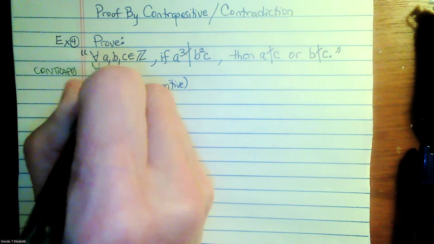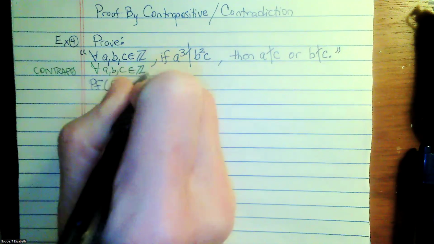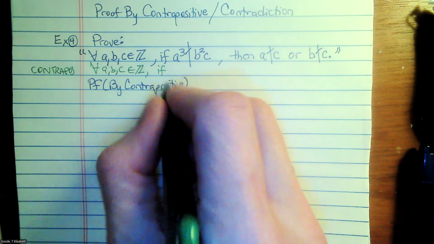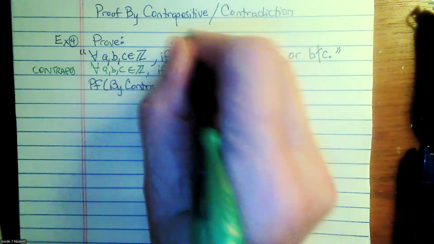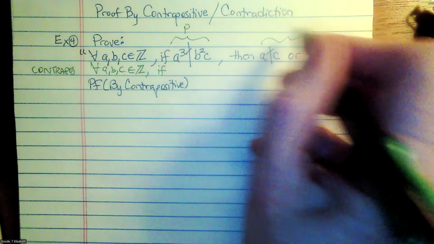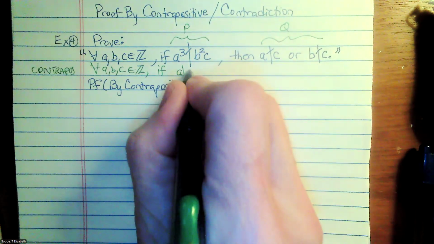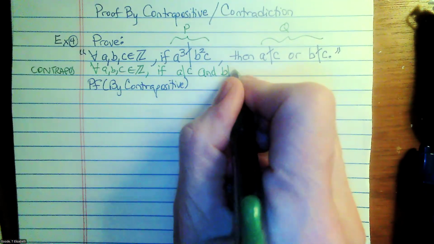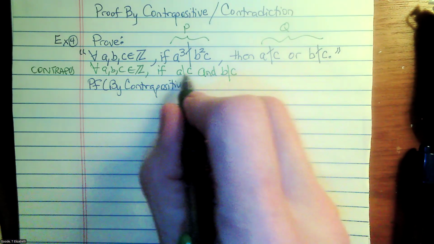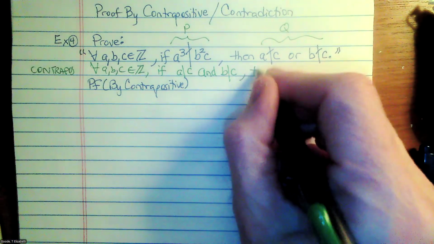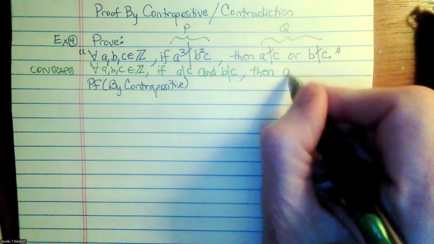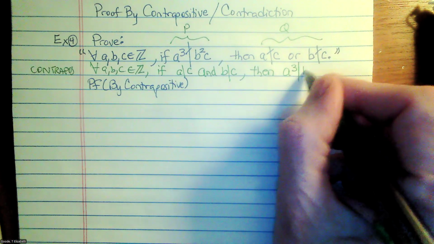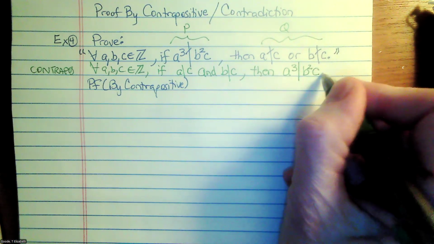Still for all A, B, and C in Z, because it's still an if-then. What's our if part, our hypothesis? If not Q, then not P. So it'd be if A divides C and B divides C. It's not that A divides both, it's A divides C and B divides C. Then A cubed divides B squared C.